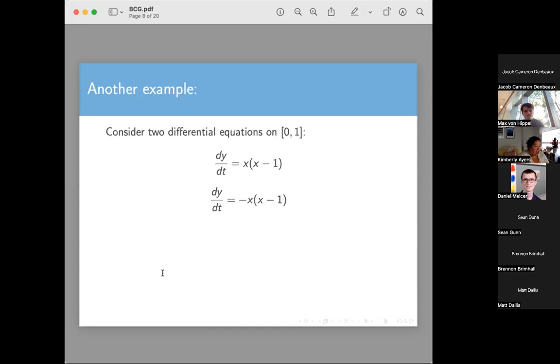Okay, so let's consider another example. And again, I don't know if you have taken differential equations or if it's been a while, so please feel free to ask if I need to explain things further. But let's consider 2 different differential equations on the unit interval 0, 1. So dy dt is x times x minus 1, or dy dt is negative x times x minus 1. So you can see already there's going to be some symmetry between these 2 systems, right?